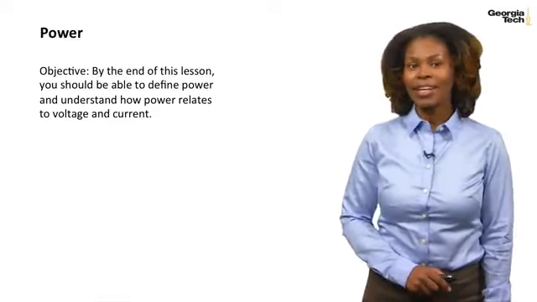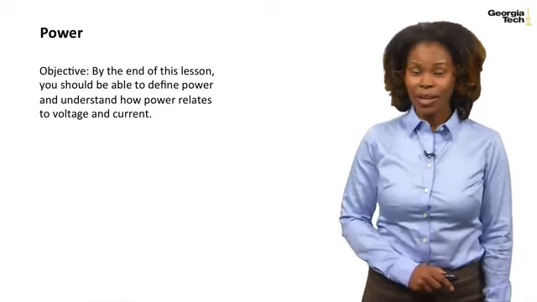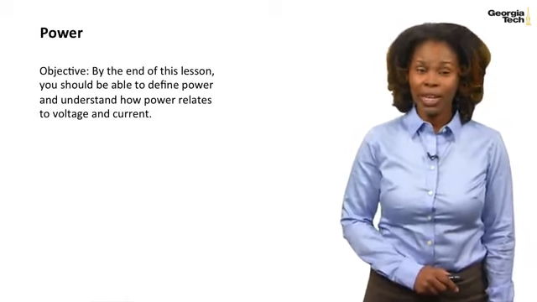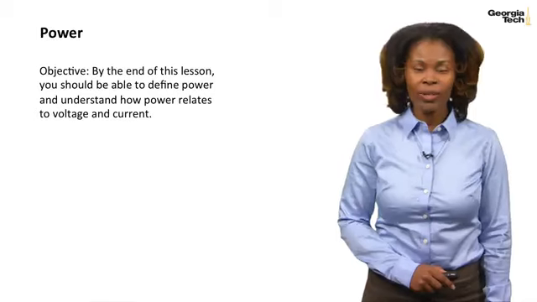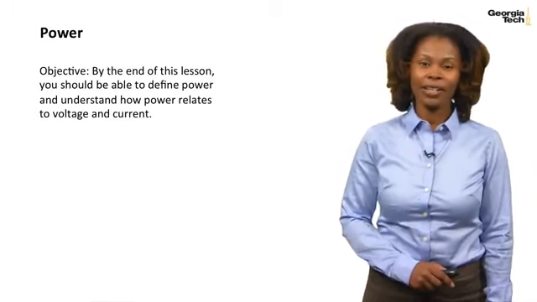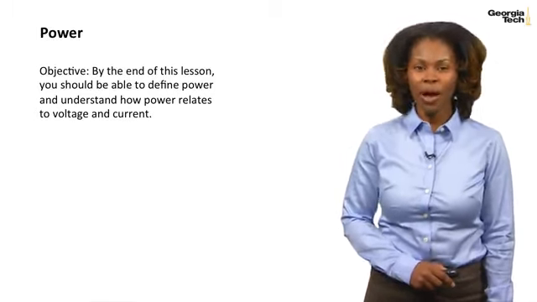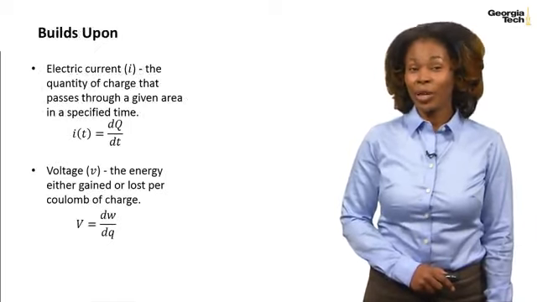The topic of this lesson is power. By the end of this lesson, you should be able to define power, as well as understand how power relates to voltage and current. Power is extremely important when you're designing electronic circuits and devices because of power dissipation and power requirements. So let's look at power and see what it means.